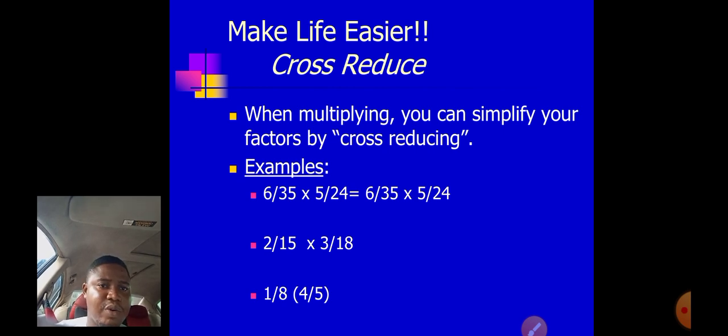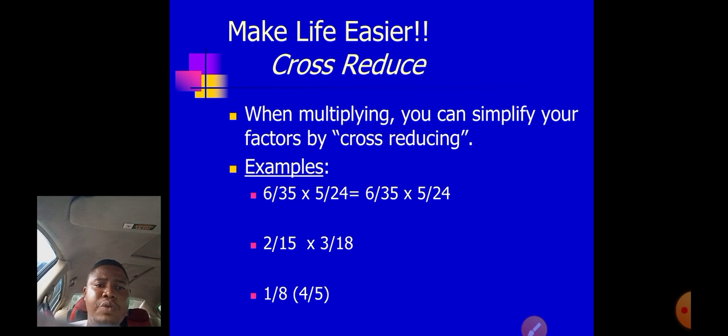Look at that second one I'm showing you, 2 over 15, 3 over 18. 3 will go in 15. 3 is the numerator, so I can divide with 15, which is the denominator. 2 is the numerator, I can divide with 18, which is a denominator. So with that, you are reducing your factors.